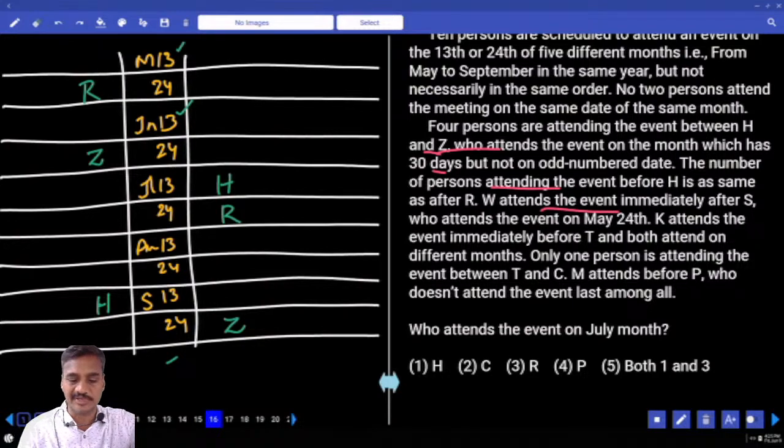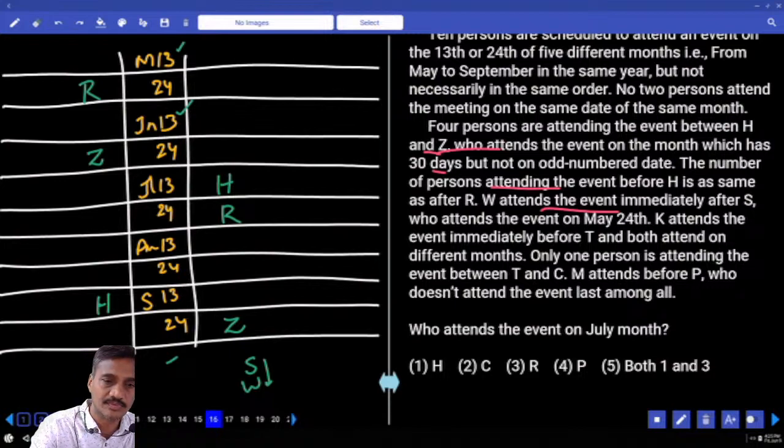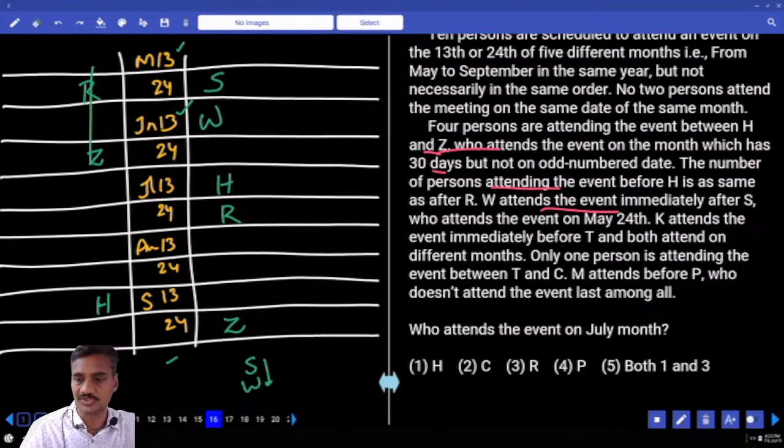W attends the event immediately after S. W is immediately after S. S attends on May 24. S is on May 24, isn't it? In this case, S on May 24 is ruled out. Then S and W, and where should this W be? W must be immediately after this one.